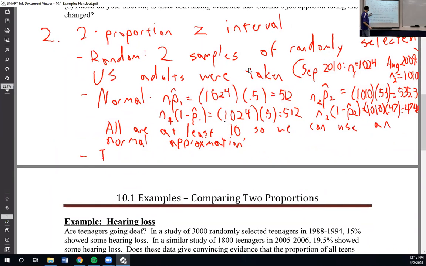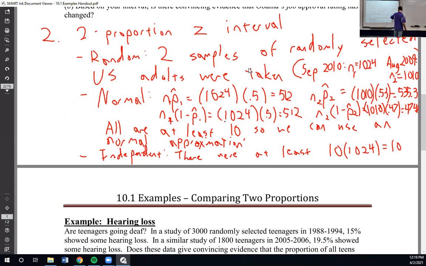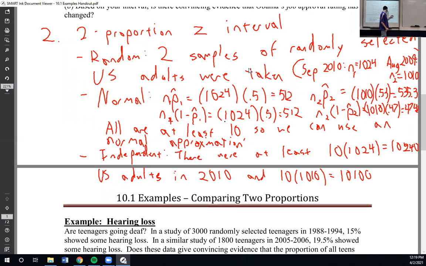Independent. There were at least 10 times our sample size: 10 times 1,024 equals 10,240 US adults in 2010, and 10 times 1,010 equals 10,100 in 2009. So we can assume independence there.